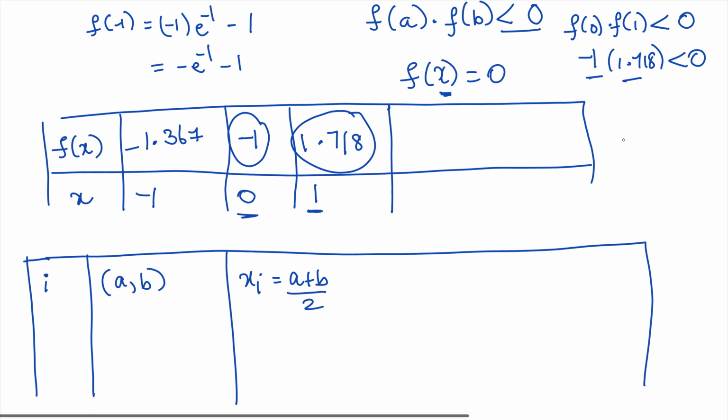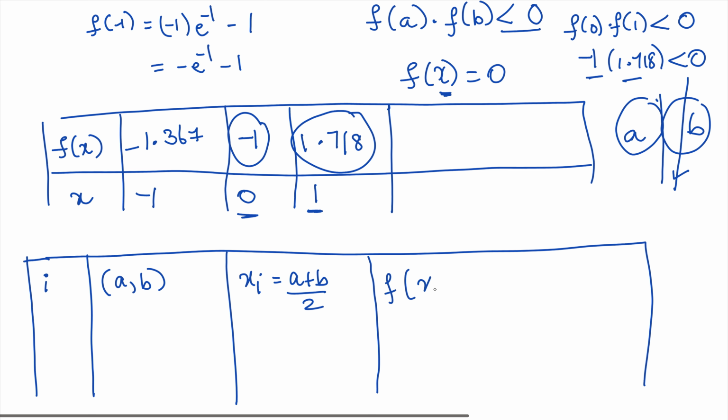We know that in the bisection method we keep shrinking the interval. First we try to see where the root will be between a and b. So we divide a and b into two halves. We see if the root is in this half or this half. Once we find that the root is in one half, we keep dividing that interval also, and keep shrinking the intervals until we find the root. This was in detail in the previous video. So now xi is a plus b by 2, and we will also find f of xi. This will be our table.